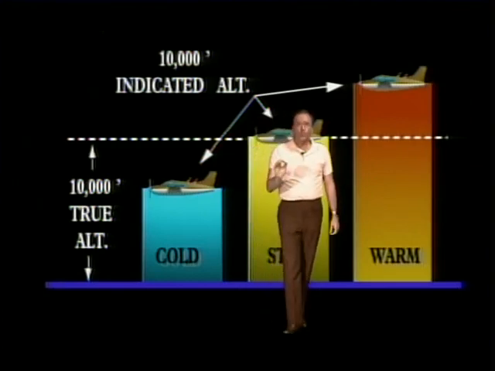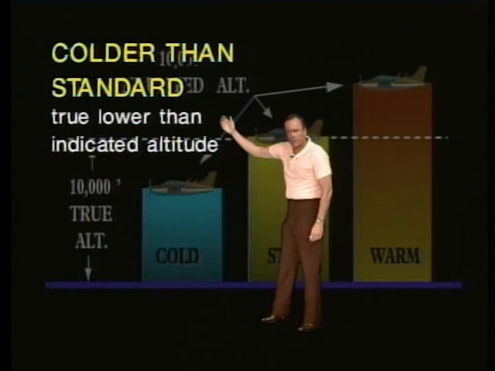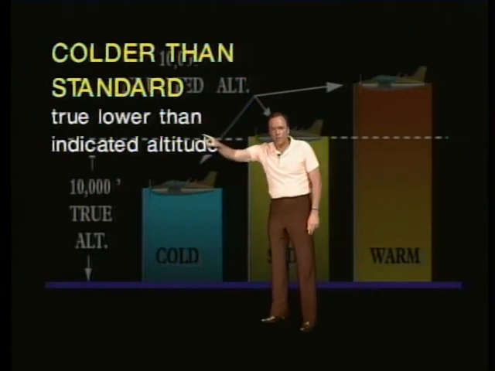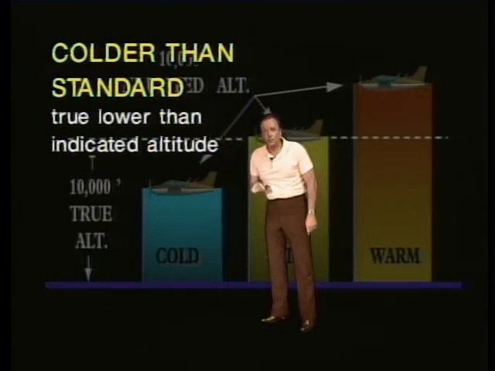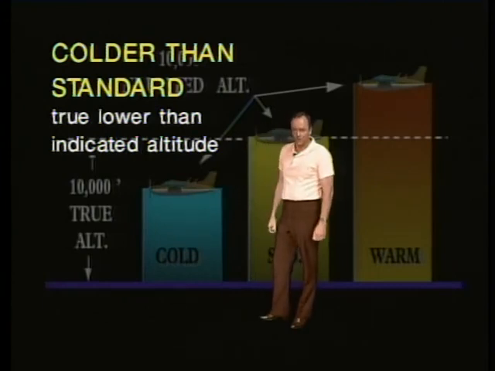Let's take a look at the way they're going to ask you about this on the test. Here's the way it goes. They're going to say you fly in colder than standard temperatures. They're going to ask you, in this case, what is the true altitude of the aircraft? Well, the true altitude is lower than the indicated altitude.